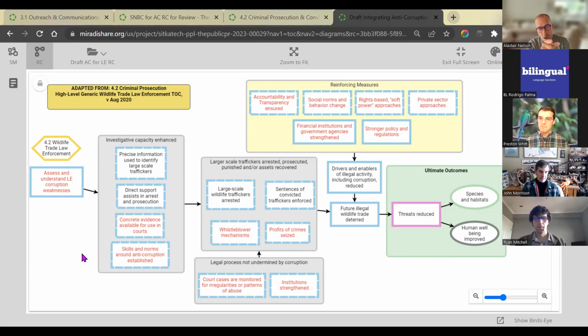I just wonder, in that top box on the left there, precise information used to identify large-scale traffickers. I know of 2 examples, like Tanzania and Mozambique, where law enforcement authorities can identify the traffickers, but they can't touch them because of political support. I know you've got that in there as thinking about the political economy of the situation. But I wonder about adding traffickers and corrupt facilitators, because they can often go after the corrupt facilitators, which then disrupts the wildlife trafficking flow, even though you can't touch the wildlife traffickers. Given that we're talking about corruption, it's just a thought to talk about the role of corrupt facilitators as a law enforcement target to improve your law enforcement outcome, basically.